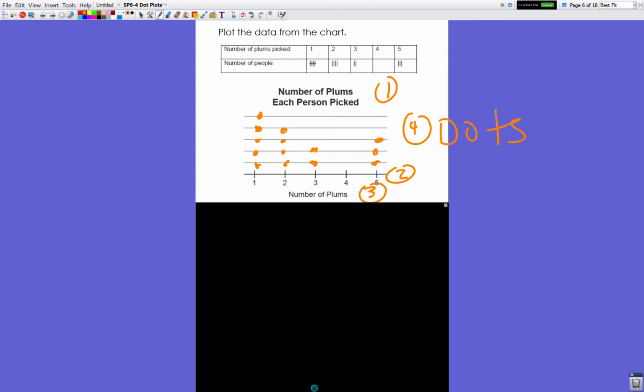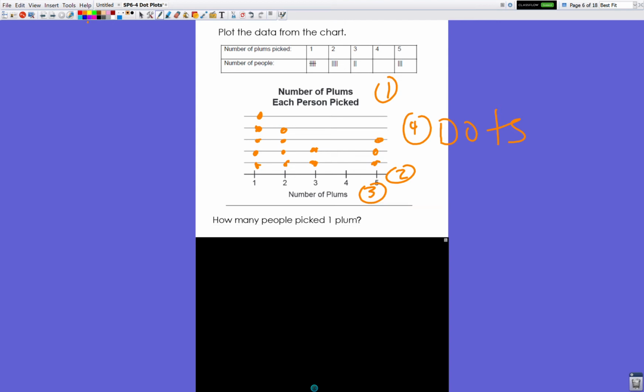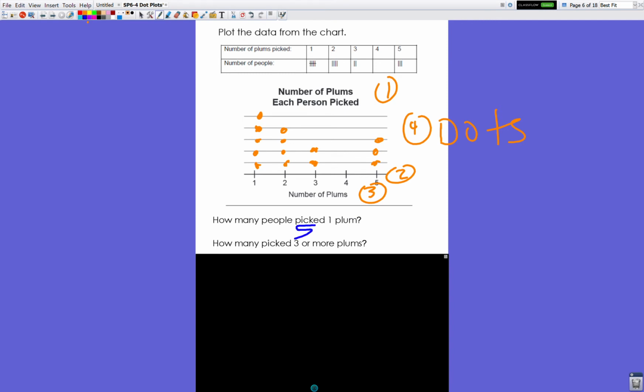Now that we have our dot plot, we can answer questions by reviewing it. So how many people picked 1 plum? 5 people, because there's 1, 2, 3, 4, 5 dots above 1. How many people picked 3 or more plums? So we're only going to look at 3 or more. 1, 2, 3, 4, 5.